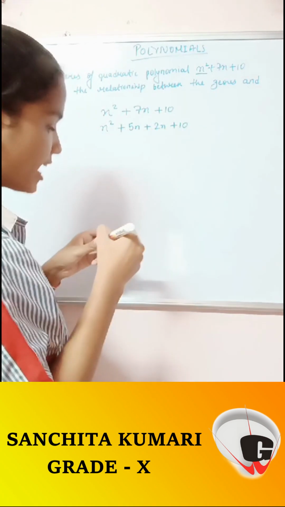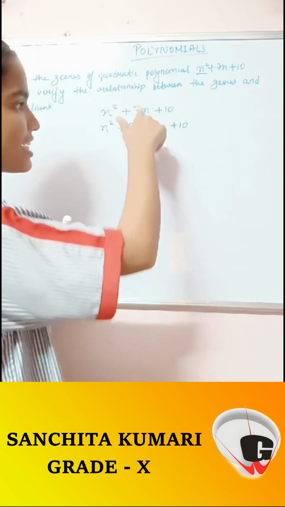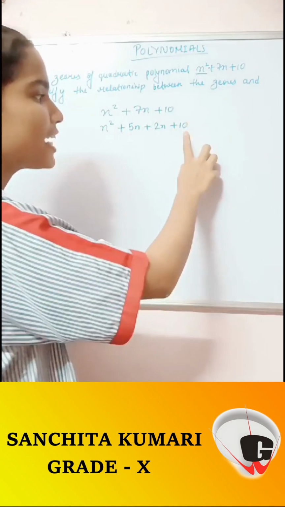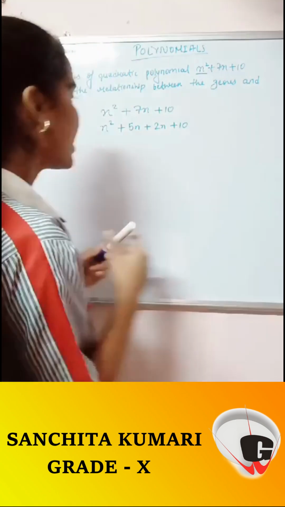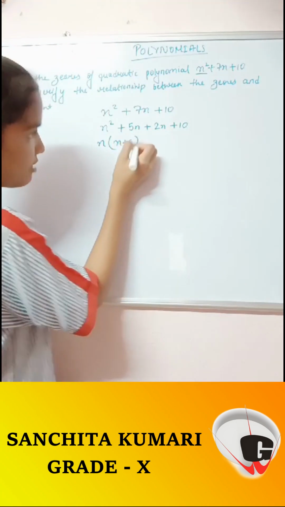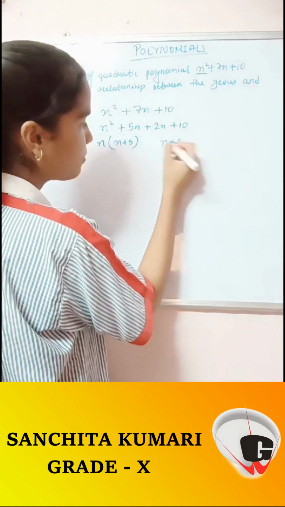Right? Since we know that if we add these 5 and 2, you will get 7x, and when you multiply these two numbers, you will get 10. So this is how we split the middle term. Now we take the common factor from here: x plus 5, and again x plus 5 we will write.